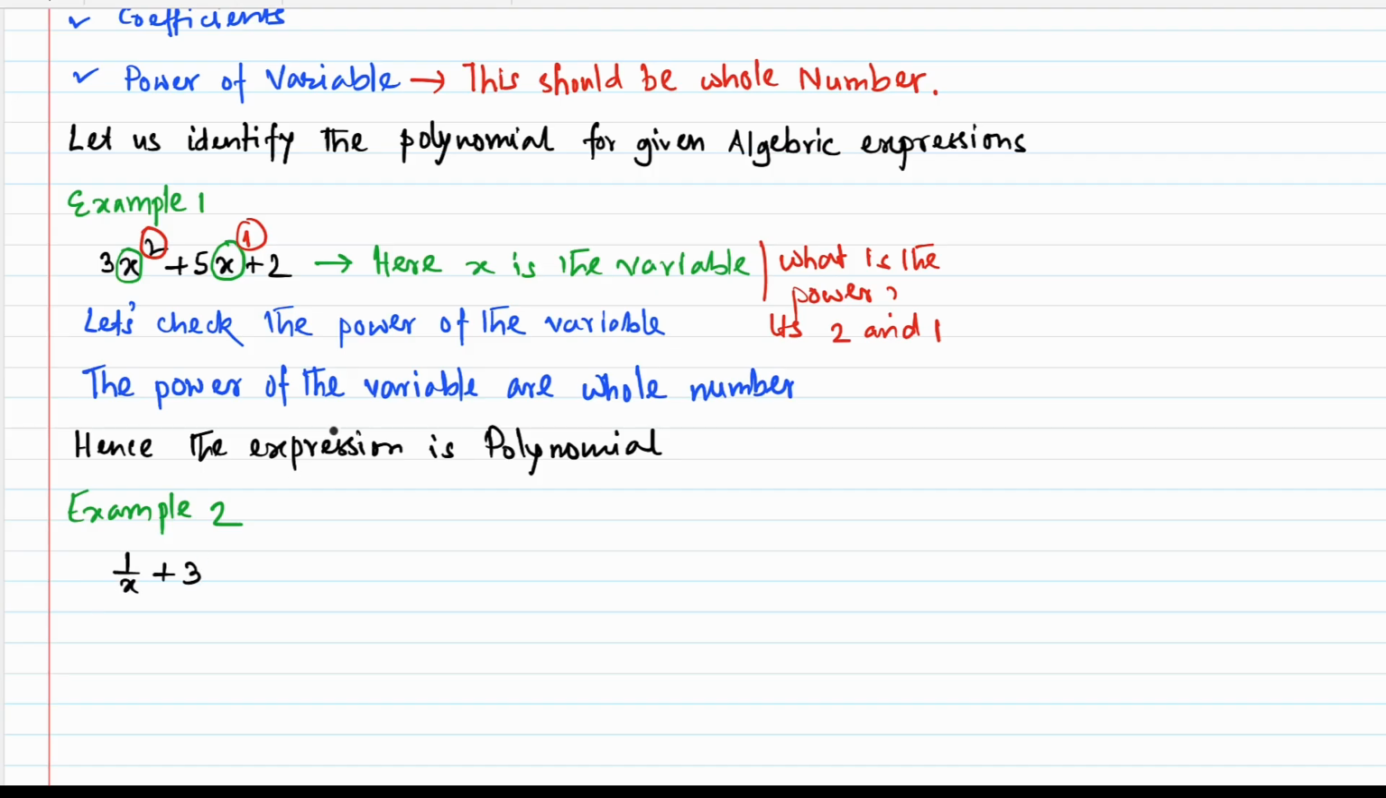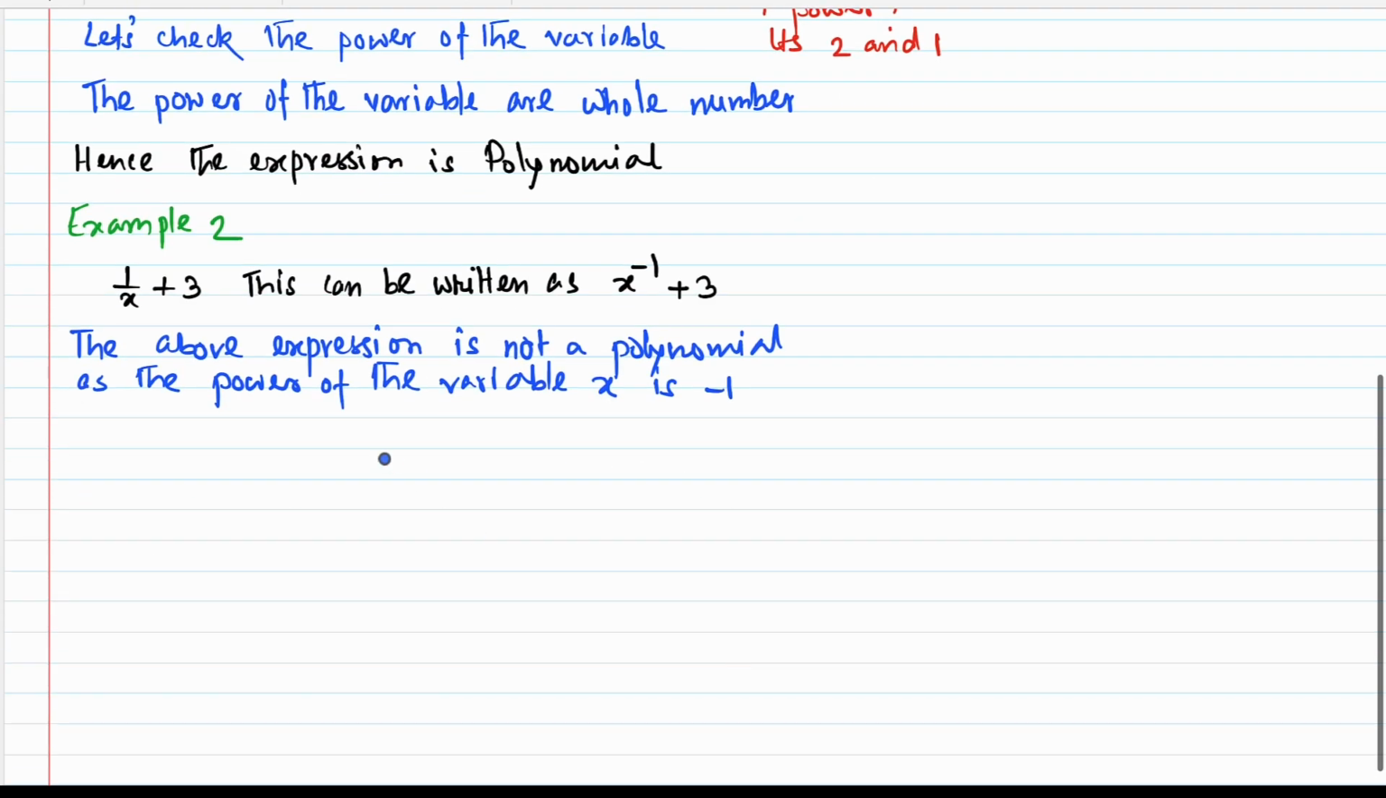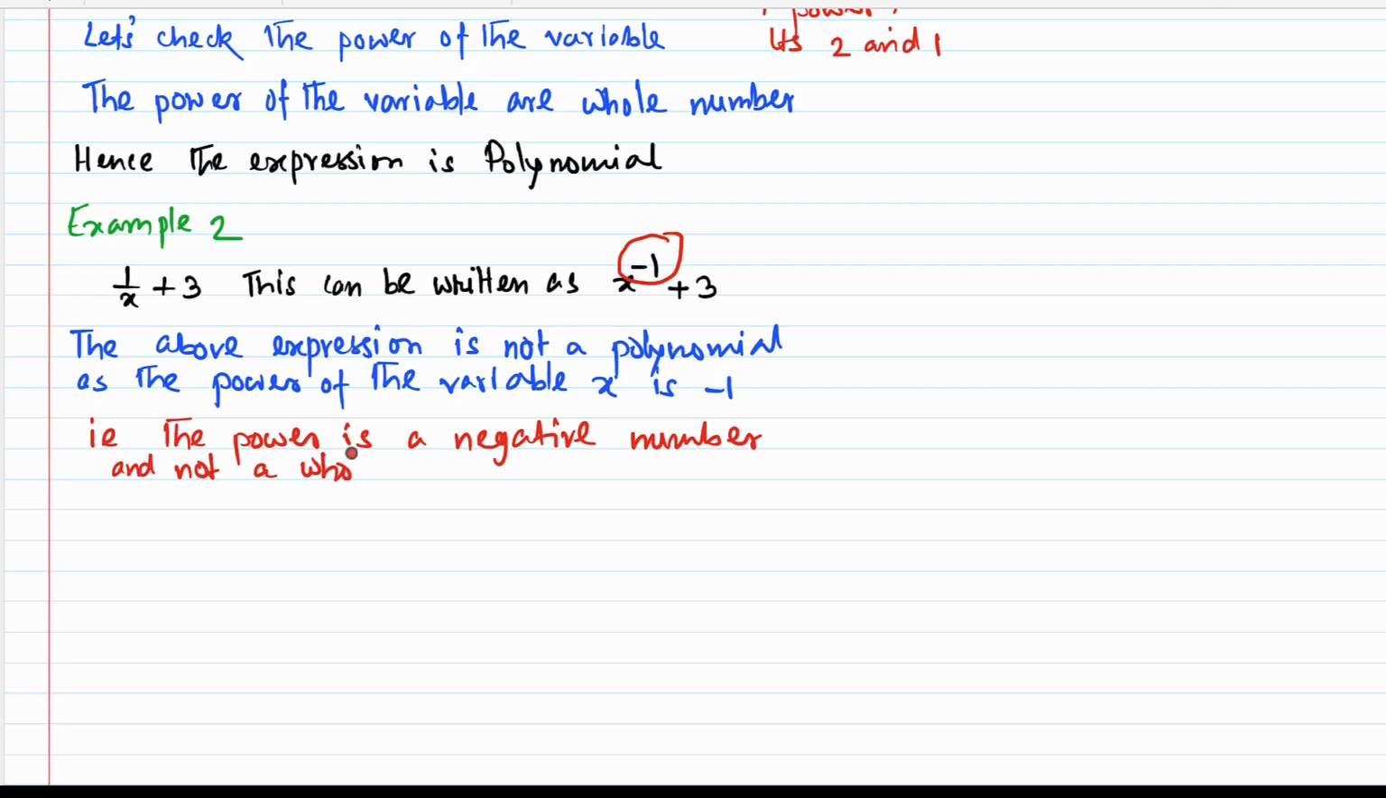Let's take another example. Example 2: 1 by x plus 3. Is this expression a polynomial or not? This can be written as x to the power minus 1 plus 3, as we are moving x from the denominator to the numerator. The above expression is not a polynomial. Why? Because the power of x is minus 1, which is negative, which is not a whole number. So this expression is not a polynomial because the power is a negative number.